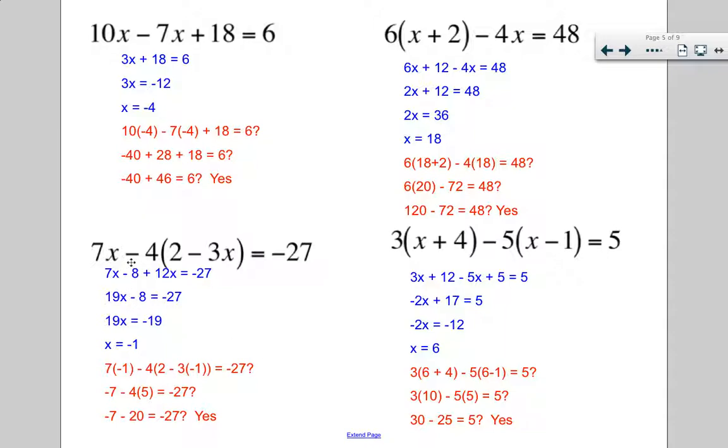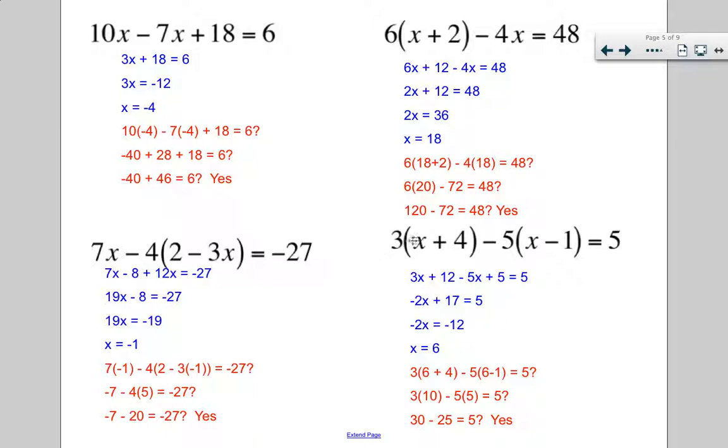Over here, the very first step I did was I distributed a negative 4. So a lot of you will have the negative 8, but you may have a negative 12x here. Please remember you distributed a negative 4, so this should be a positive 12x. So if you got this wrong, check your work. I combined the 7x and the 12x to get 19x. I added 8 to both sides, and then I divided both sides by 19. And again, in red is the check, the work of me checking.